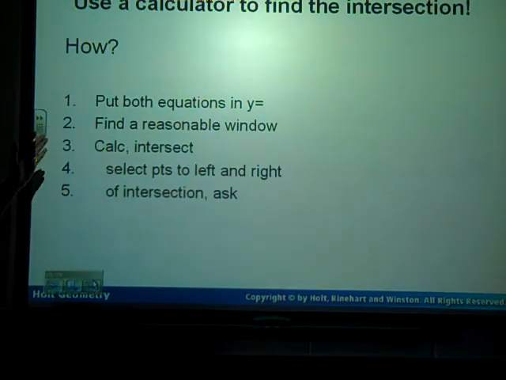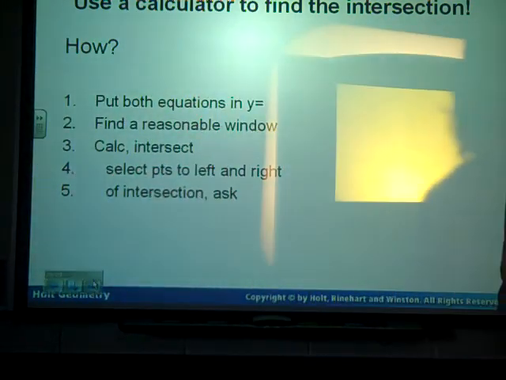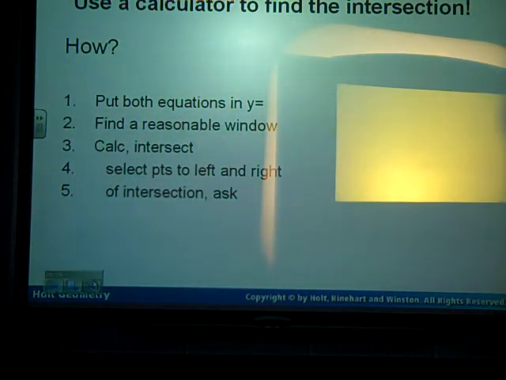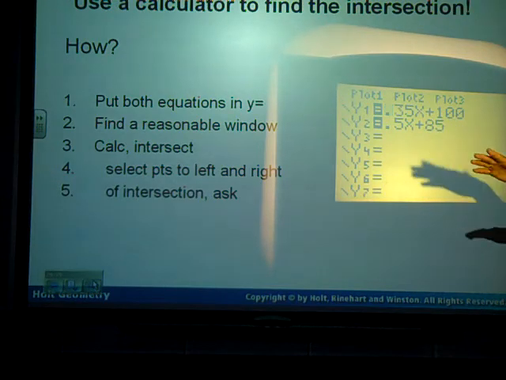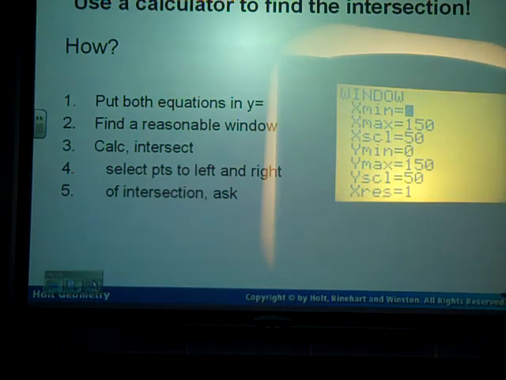Here's how you do that with a calculator. First thing you're going to do is put both equations in your y equals menu. Notice I've got y equals 0.35x plus 100, and 0.50x plus 85. Then you have to think, what's reasonable? I'm just going to go 0 to 150. You could do different things, but I figure 150 miles, she's probably not going to drive more than that. $150, hopefully she's not going to pay more than that. So to me, those seem reasonable. I like my scales big because I don't like to see a bunch of hash marks, so I just went by 50s. Do whatever you want there.